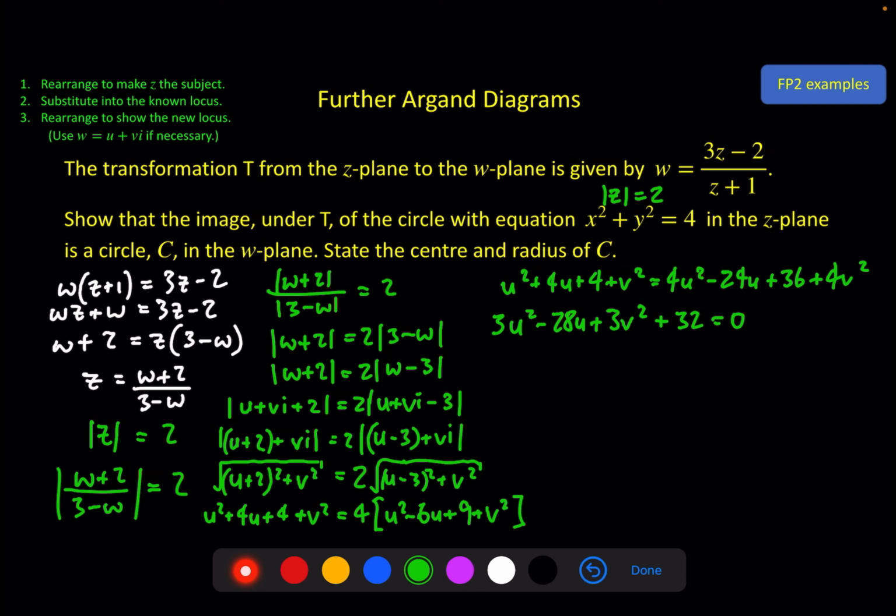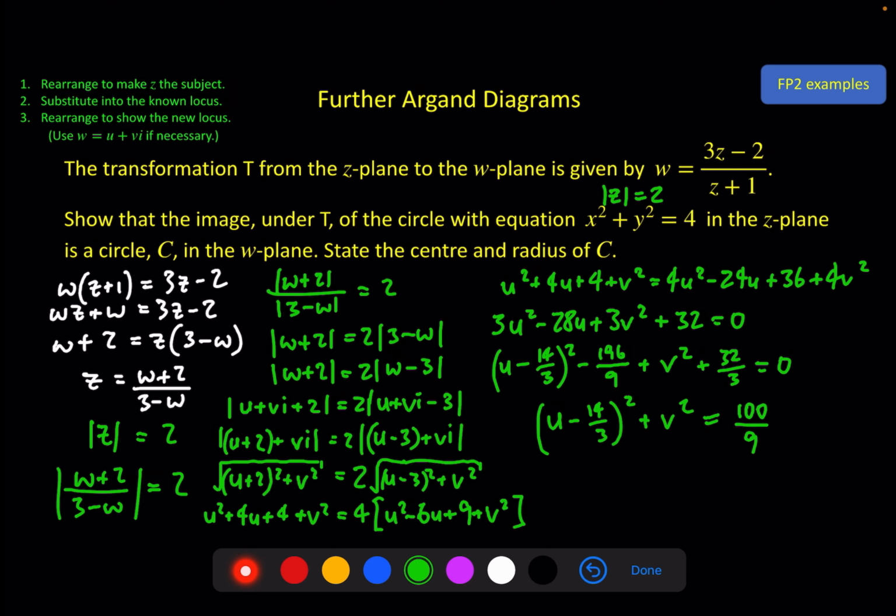Now divide everything by 3 and complete the square as usual. And although we've got some fractions in here, this doesn't end up too bad. We've got 14 over 3 here, and these numbers collect on the right to give 100 over 9. So our center point is 14 over 3, 0, and our radius is 10 over 3.